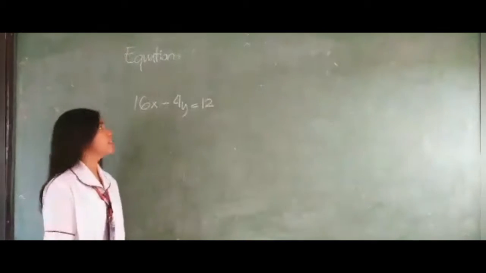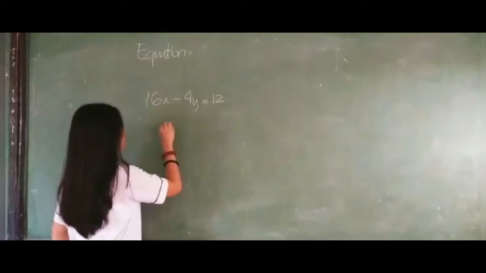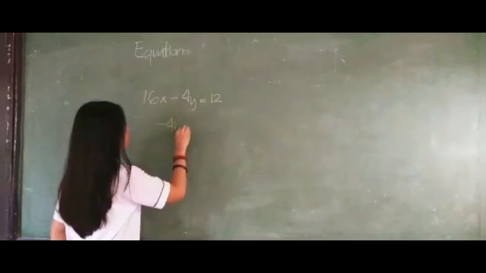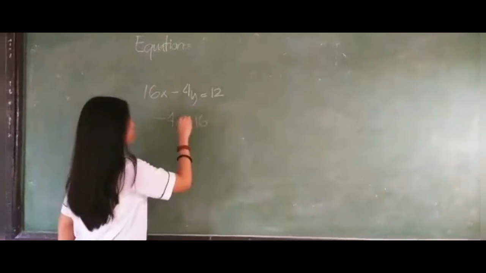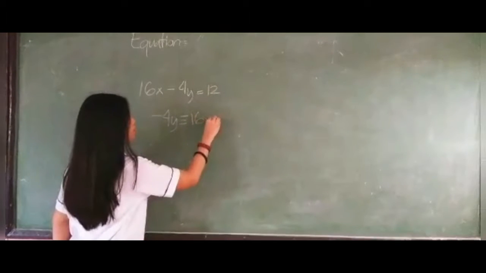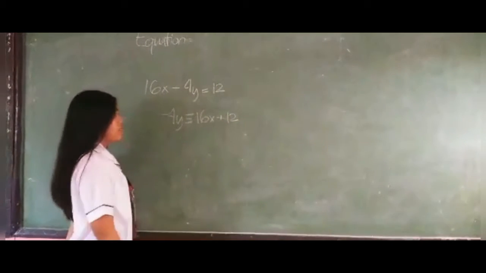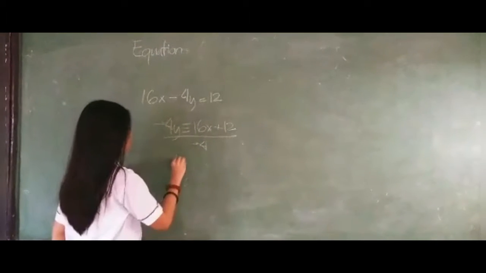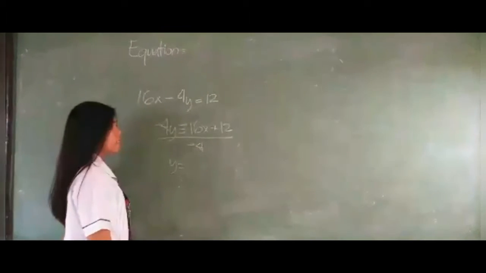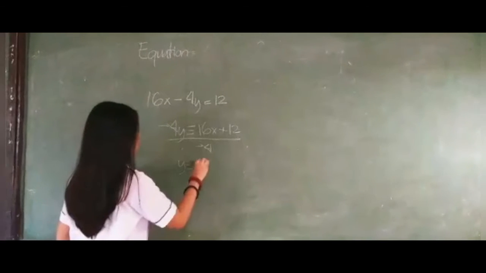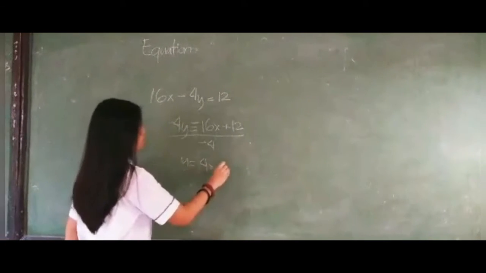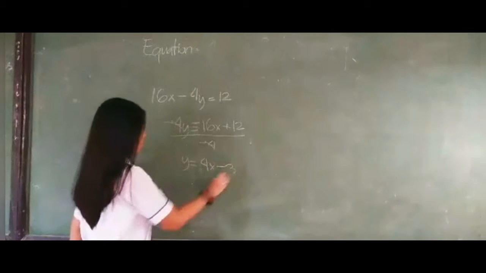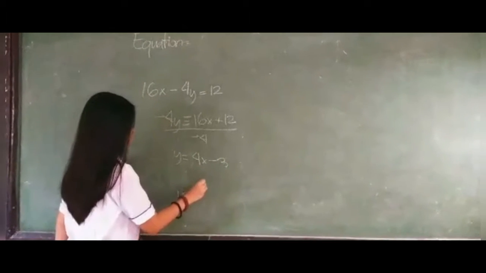Example, 16x minus 4y equals 12. First thing to do is to transpose the 16x to the right side. So it will be negative 4y equals negative 16x plus 12. The next thing, you're going to divide it by negative 4. y is equal to negative 16 divided by negative 4, which would be 4x minus 3. Now your slope would be 4.